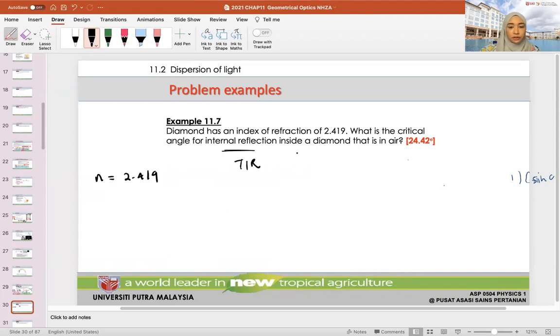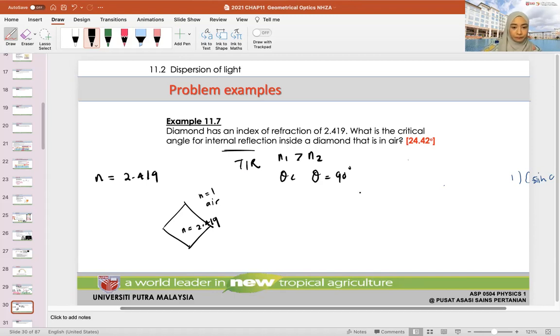Remember, what are the conditions for TIR? N1 has to be greater than N2. And theta C happens when your angle of refraction is 90 degrees. So it's asking what is the critical angle for internal reflection inside a diamond that is in air. So you have your diamond here, and this is air. Air is N equals 1. This guy is N equals 2.419. Where is the incident light for TIR?